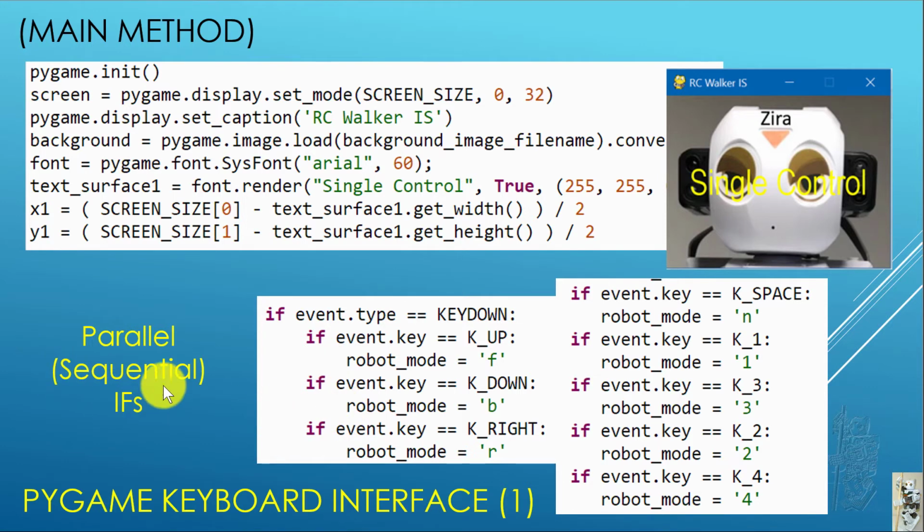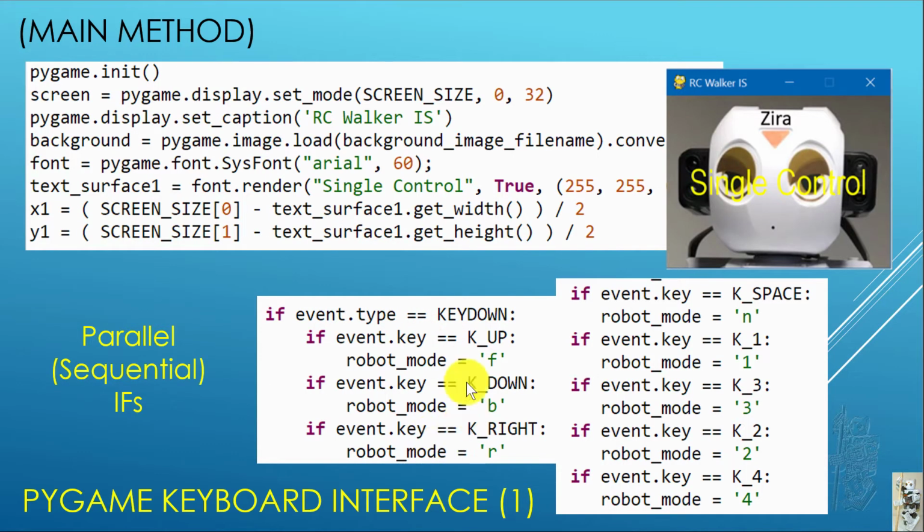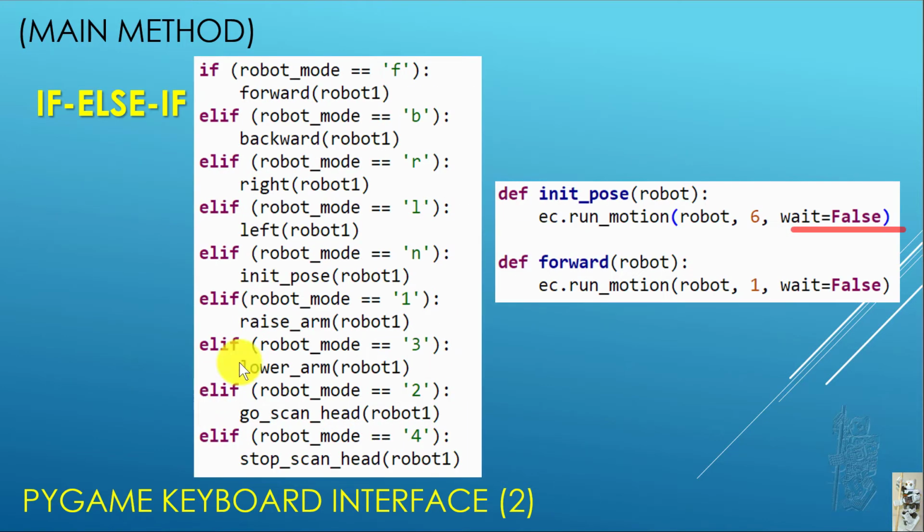I use parallel or sequential ifs, some people call that sequential if, to capture all the key pushes as fast as I can. And once I captured those keys, I use that to assign a specific value to the parameter robot mode. And then I use robot mode in a regular if-else structure to actually trigger the different motion I want the robot to do. Forward, backward, right, left, that sort of thing. Or raise the arm, or lower the arm, scan the head, or stop scanning the head.